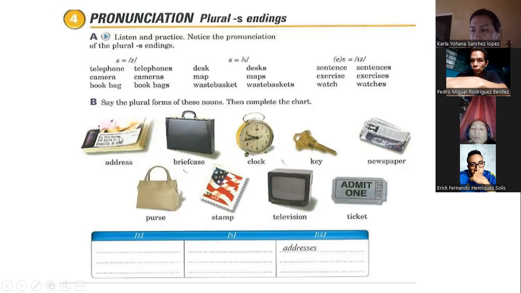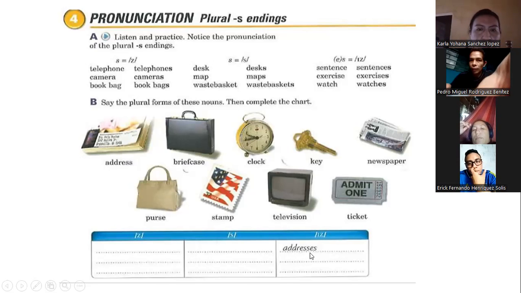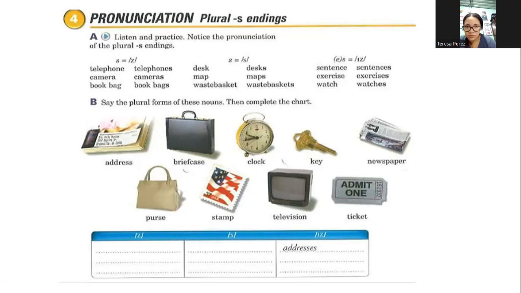Can you say the plural of address? What is the plural of address? Le agregamos la E y la S. Sería addresses. Yo tengo esa duda, porque a uno se les agrega ES y a otro solo la S. Good question. Si se fijan, cuando ya lleva la E, solo se le pone la S. Si hay una vocal, solo se le agrega la S. En algunas consonantes también. ¿En qué casos le agregamos ES?